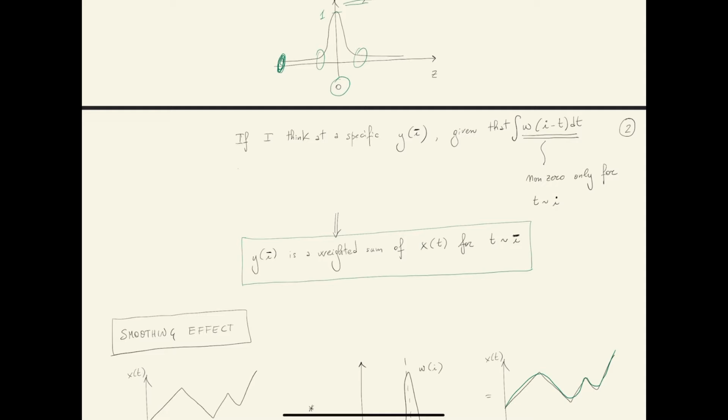Then let's say that we fix a certain i, so i bar, and let's focus on what would be y of i bar. We fix i bar and we ask ourselves what's y of i bar. Well, given that we have to multiply x by the function w computed in i minus t, and then we have to sum. Since w is localized, that's our first assumption, w is localized around 0, this weighted sum is non-zero only if t is close by i, because w of 0, let's say, is 1, and then w of a big number, let's put plus infinity, well, this is 0.